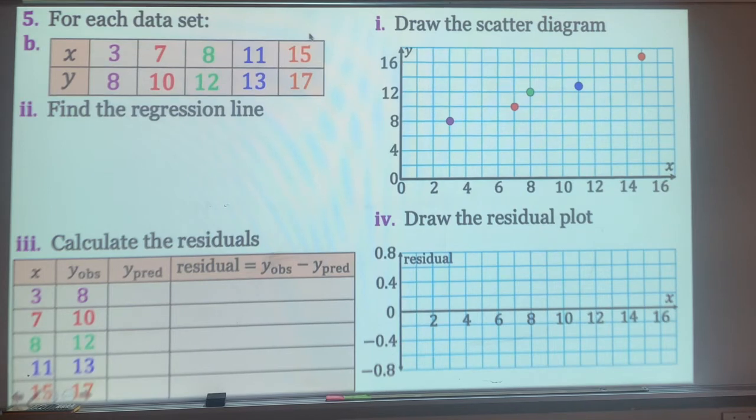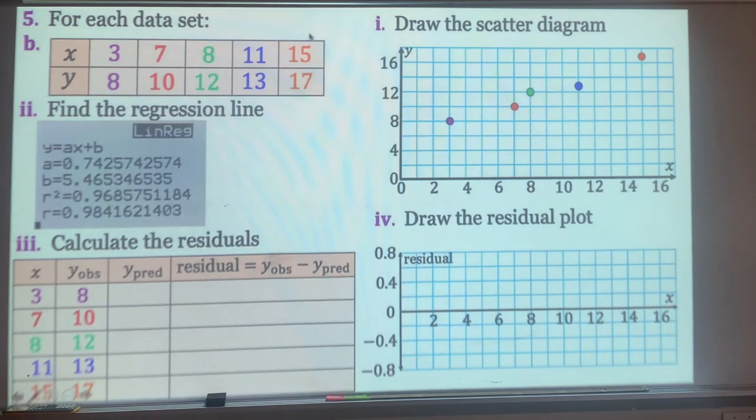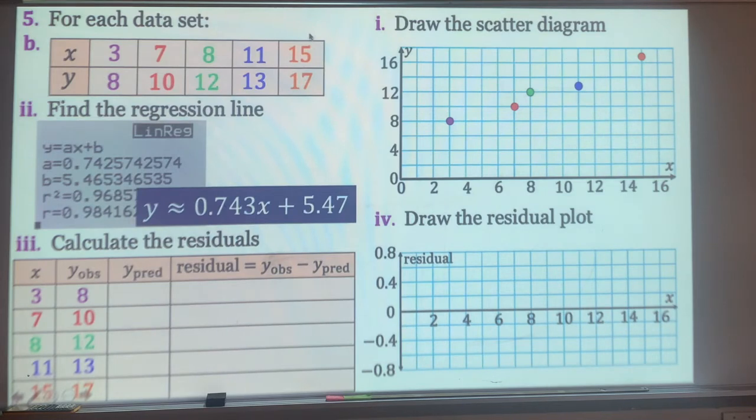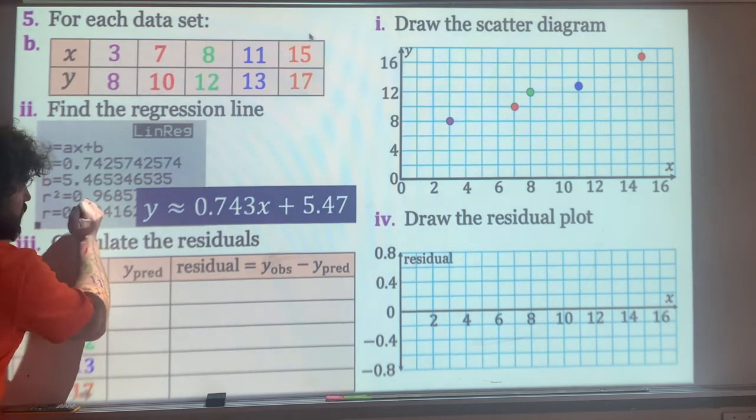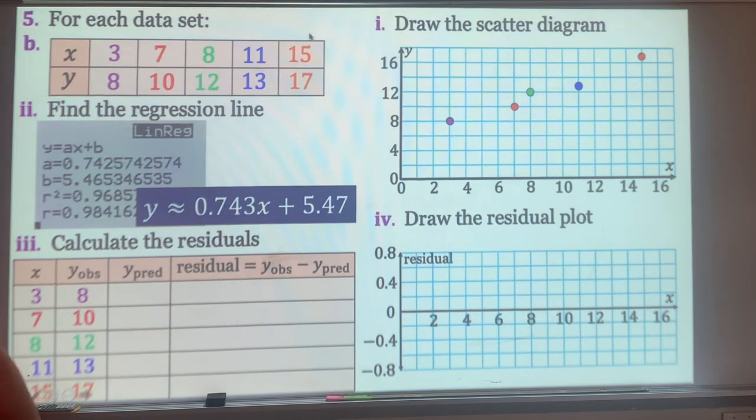When you find the regression line, you type it in your calculator. You get A is 0.743, B is 5.47. So our equation is approximately y equals 0.743x plus 5.47. The r is 0.984, which is very strong, which is good. Looks pretty strong to me there.